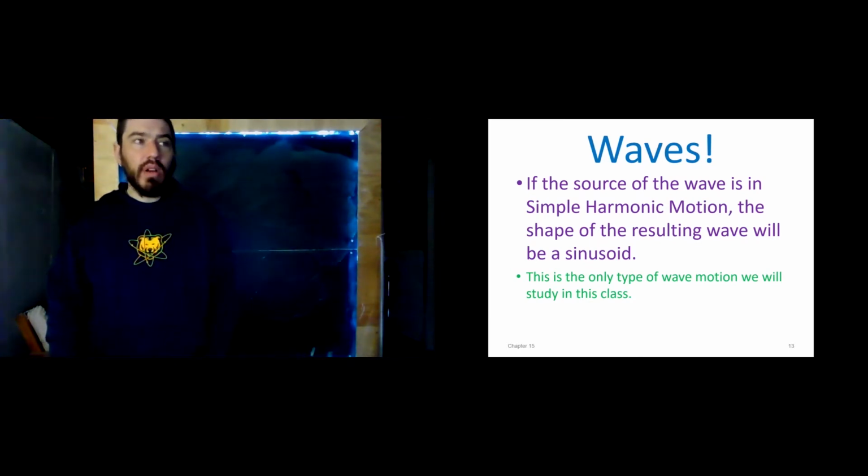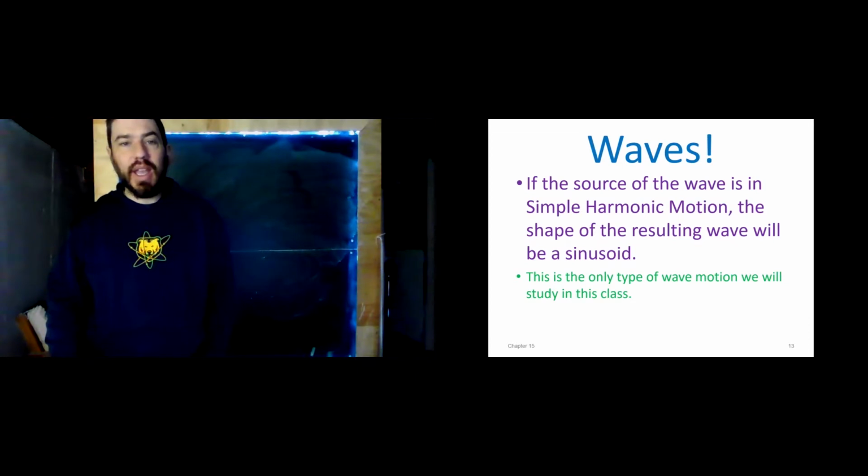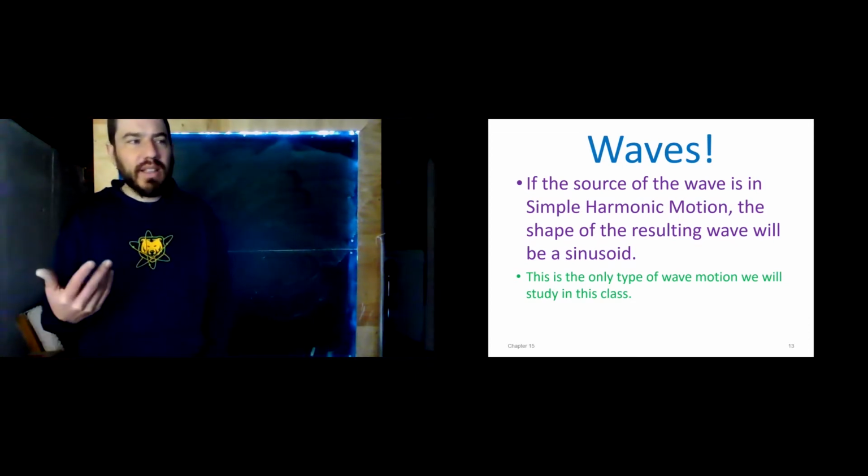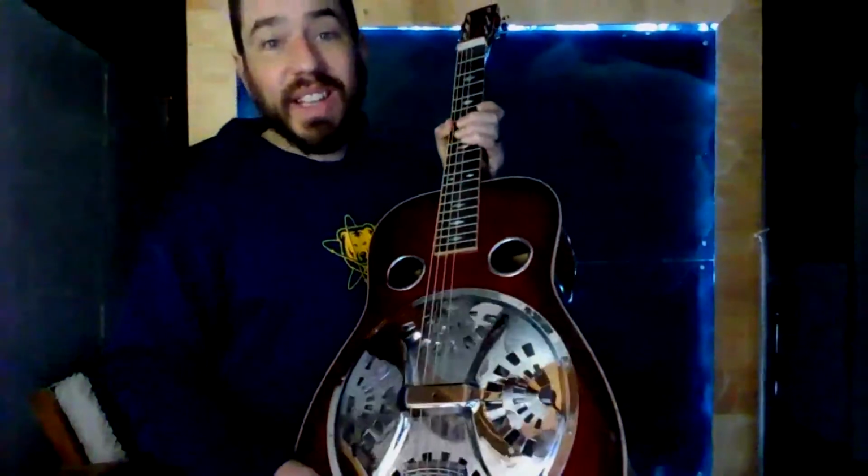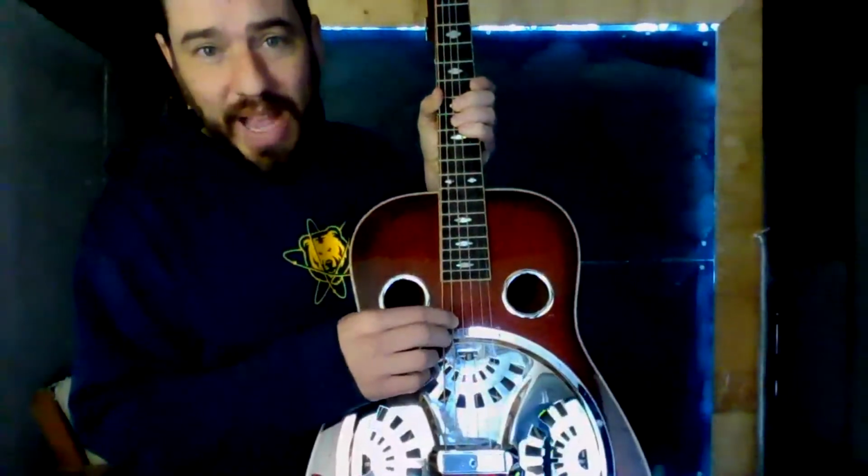including waves. So if the source of a wave is simple harmonic motion, then the shape of the resulting wave will also be a sinusoid. Well, what exactly does that mean? Here is a device that can produce a wave. And how does it produce a wave? One of these strings vibrates back and forth.